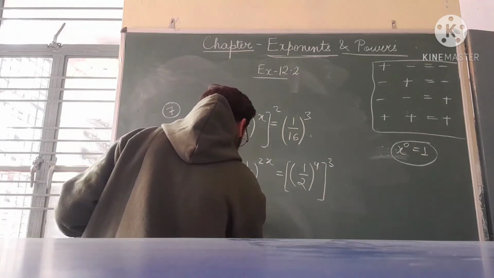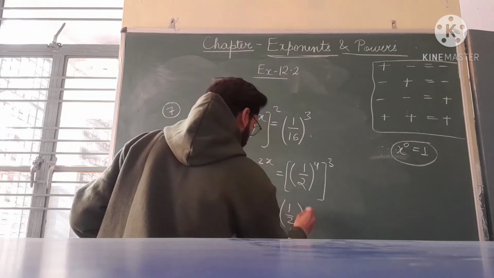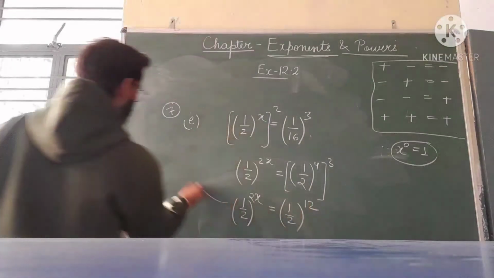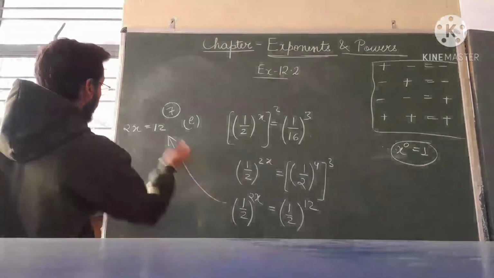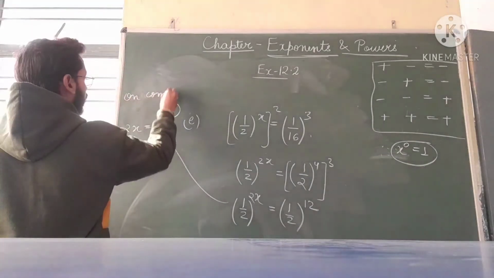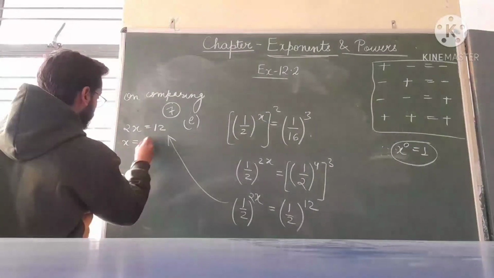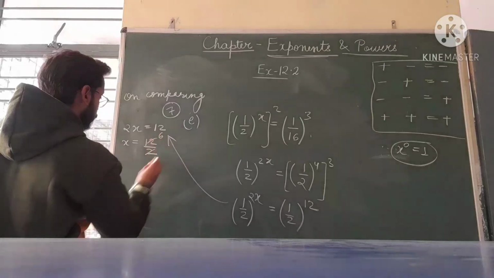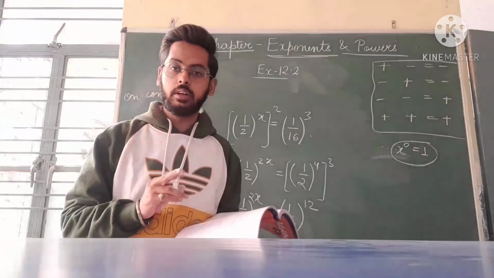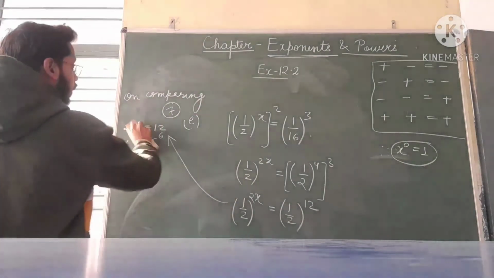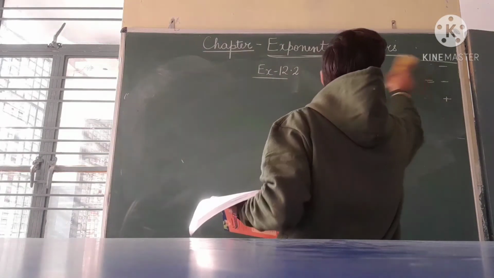So we get 1 by 2 to the power 2x is equal to 1 by 2 to the power 12. On comparing, we get 2x is equal to 12, x is equal to 12 upon 2. 2 1s are 2, 2 6s are 12, we get x is equal to 6. That is, the value of x will become 6. With this way we can do the questions. Okay students, clear? Question number 8 you can do yourself in the same way as I have told you.